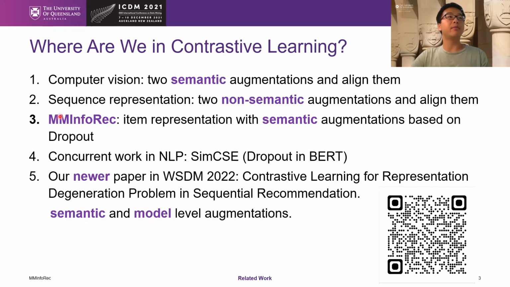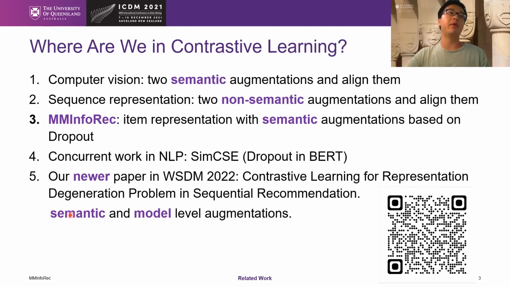While in our paper, called MMInfoRec, we have the augmentation on the item representation, and we propose a novel dropout-based augmentation in this contrastive learning framework. In a concurrent work in the natural language processing area, called SimCSE, which is also based on the dropout in the BERT model. And further, we recently have a newly accepted paper in WSDM 2022. It uses contrastive learning for the representation degeneration problem in sequential recommendation.